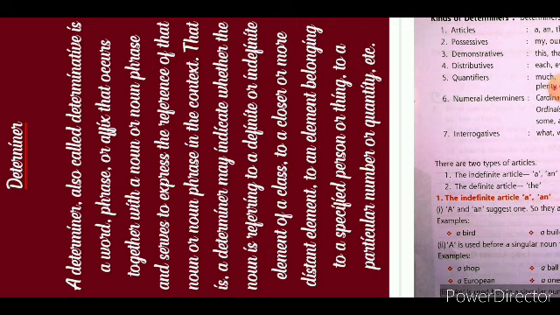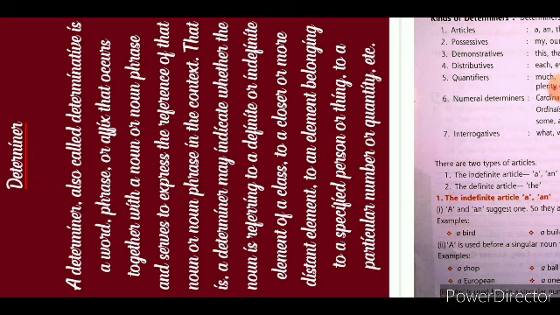As you can see, a text has been flashed at the top. A determiner, also called a determinative, is a word, phrase, or affix that occurs together with a noun or noun phrase and serves to express the reference of that noun or noun phrase in the context. That is, a determiner may indicate whether a noun is referring to a definite or indefinite element of a class, to a closer or more distant element, to an element belonging to a specified person or thing, or to a particular number or quantity. That means now you can say clearly that a determiner is as well as an adjective, right?